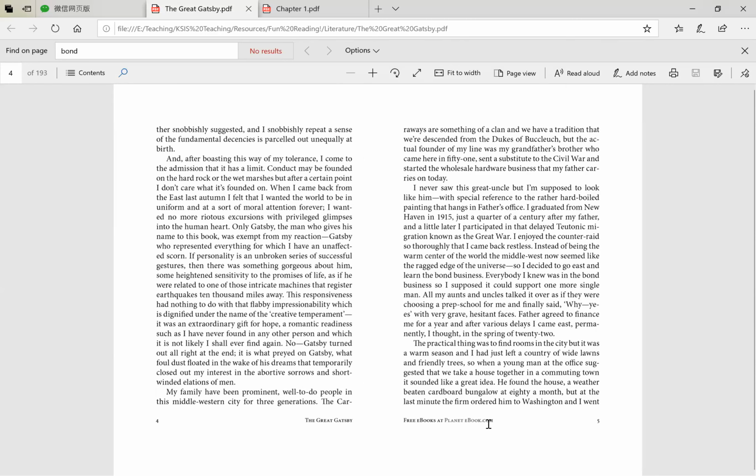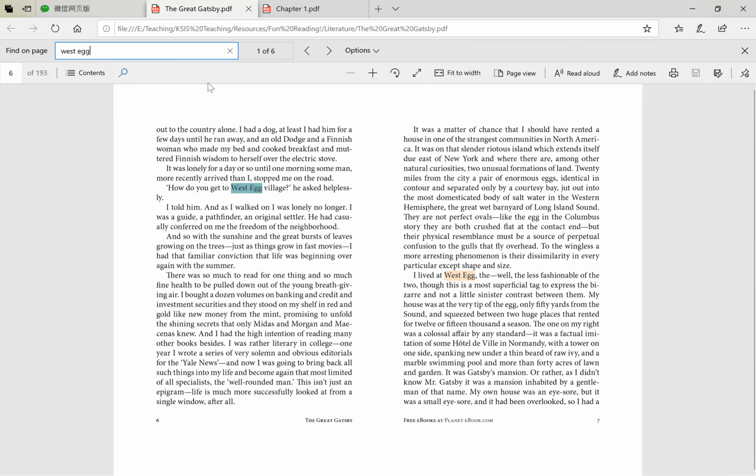Now it talks about the differences between West Egg and East Egg. "How do you get to West Egg Village?" he asks helplessly. West Egg is the less fashionable of the two, and it sets up the West and the East. I suppose it's similar when you think about the East and the West from a global perspective, that there are differences. In here, we're using it to contrast old money and new money.